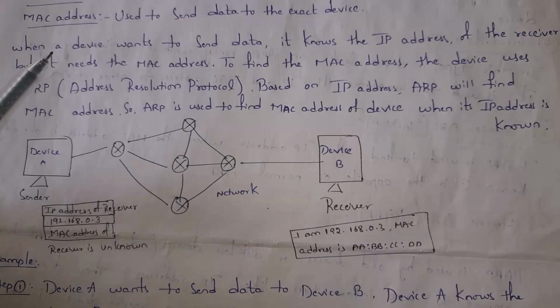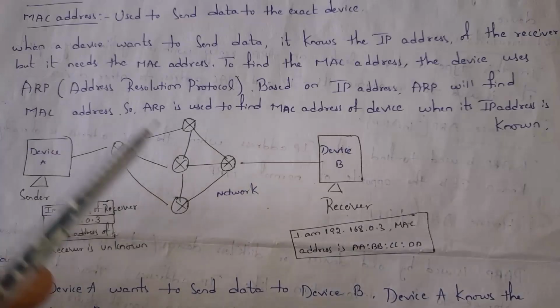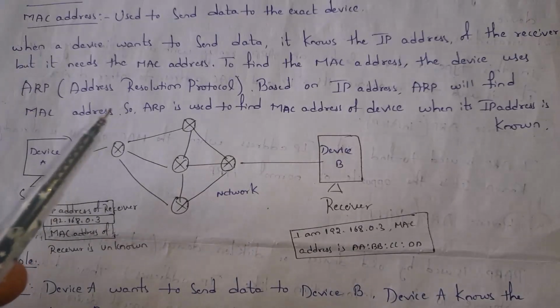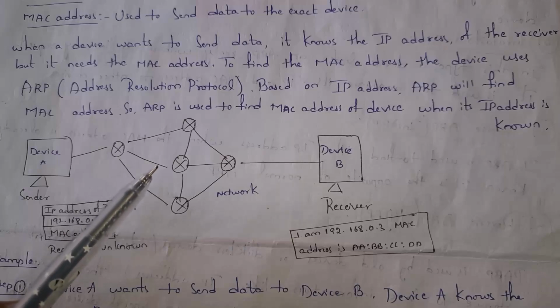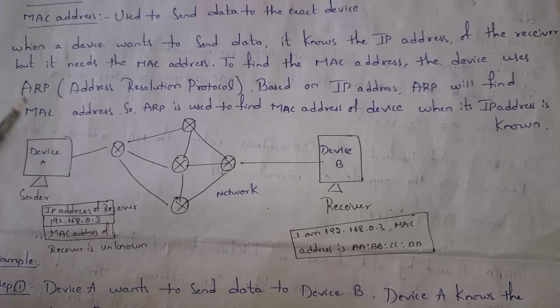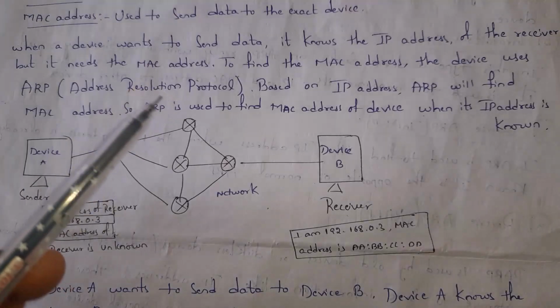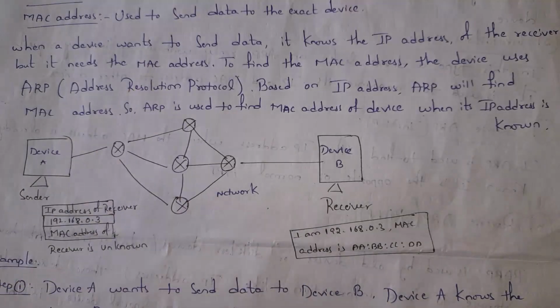When a device wants to send data, it knows the IP address of the receiver, but it needs the MAC address. To find the MAC address, the device uses ARP, that is Address Resolution Protocol. So based on IP address, ARP will find the MAC address. So ARP is used to find the MAC address of a device when its IP address is known.